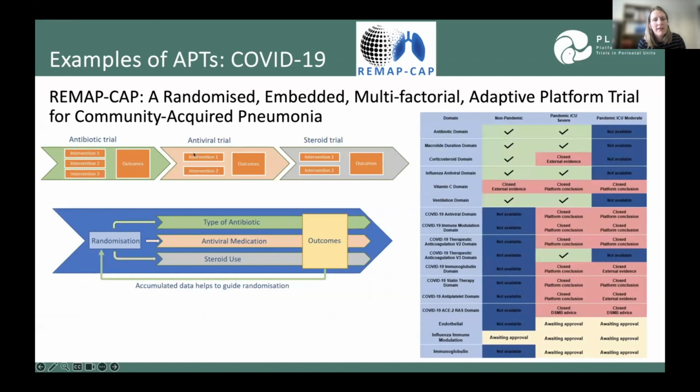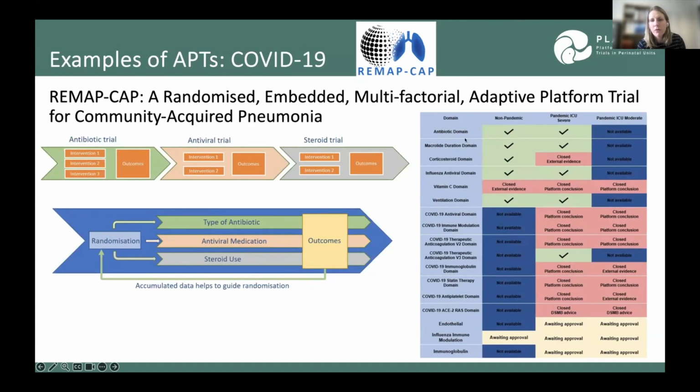So this is your schema again for a traditional randomized control trial. You want to know what's the best antibiotic, so you run a trial, and you wonder what the best antiviral is, so you have to run another trial. You wonder if steroids work, you have to run another trial. And that's what we are keen to avoid. Whereas, you've got the same disease, community-acquired pneumonia, and you want to know what type of antibiotics, antivirals and steroids to use. So you can put them all within the same platform and get those answers simultaneously over time, because the outcome is the same.